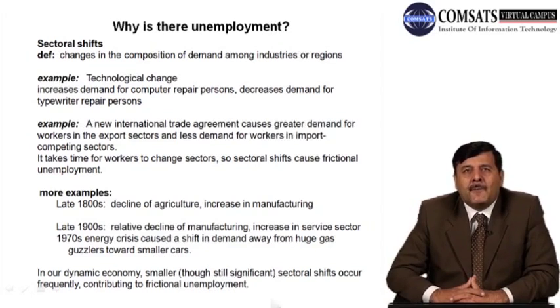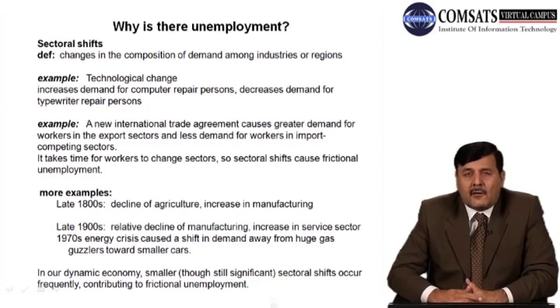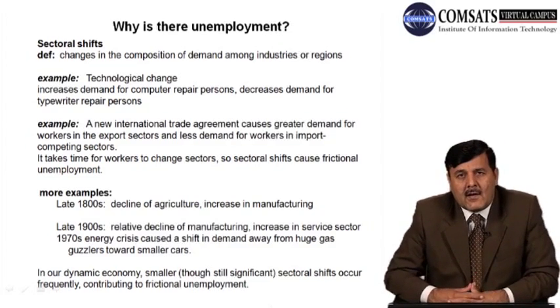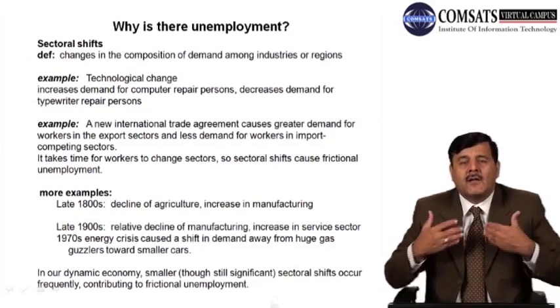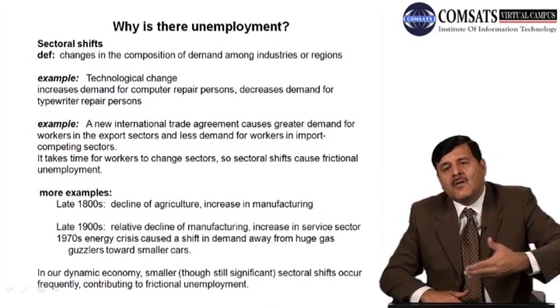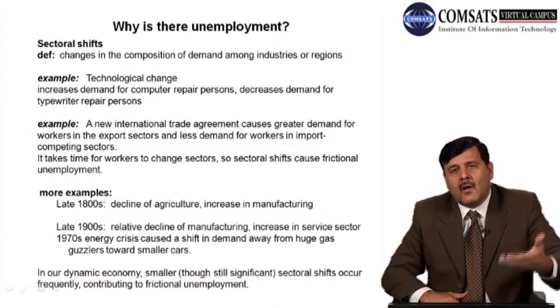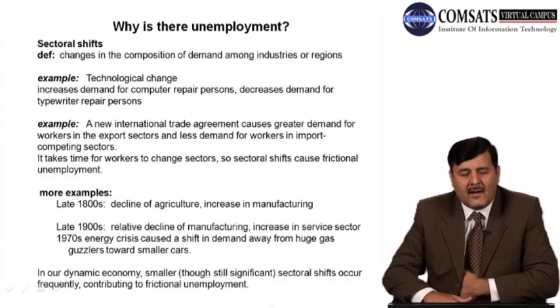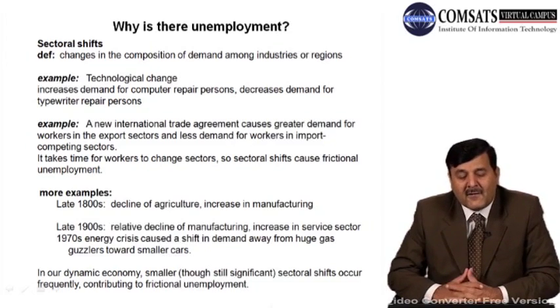I will try to explain this sectoral shift with the help of certain examples. Technological change increases the demand for computer repair persons and decreases the demand for typewriter repair. So if there is a technological change in the organization, in the industries or in the regions, what will happen? The demand for people who are computer literate, who know computers, will increase, they will get jobs, and this will decrease the demand for those people who just know how to use a typewriter in their work, or how to use a typewriter for different kinds of assignments, right?